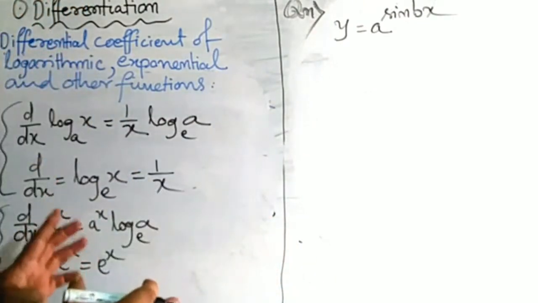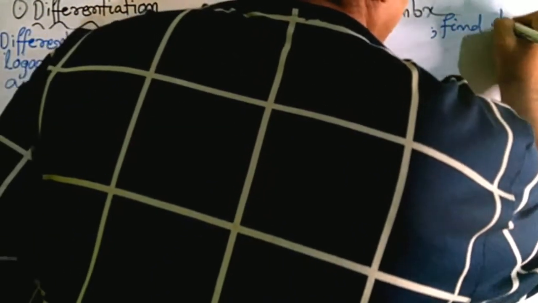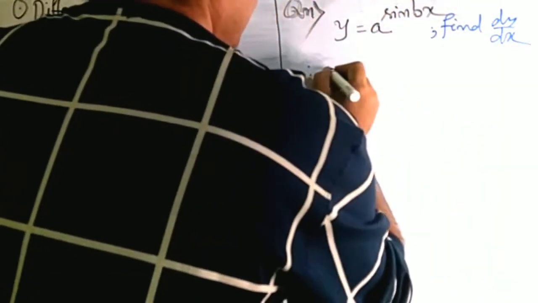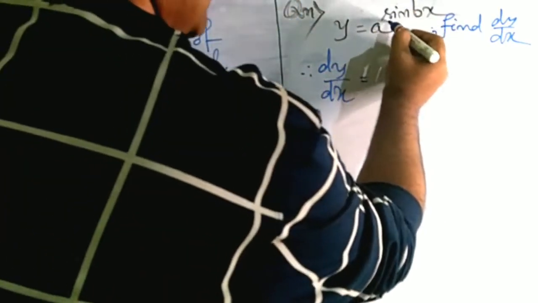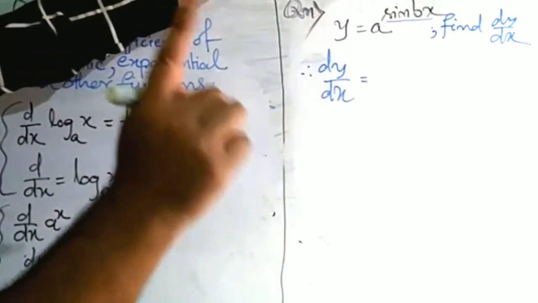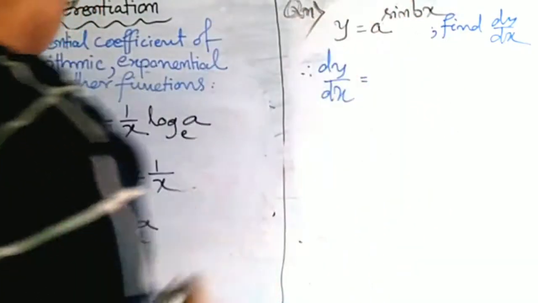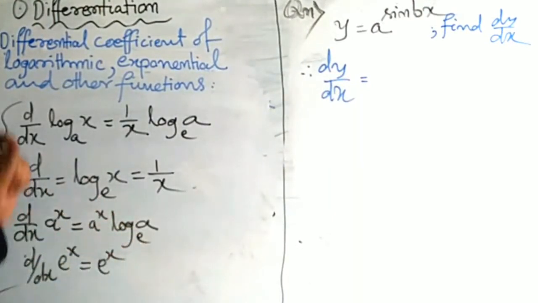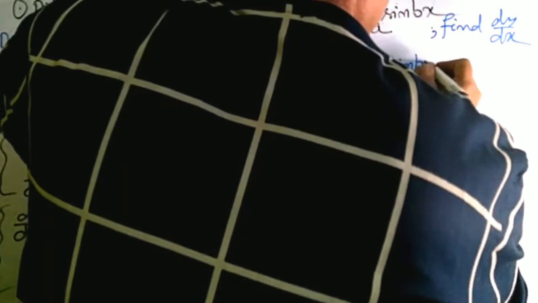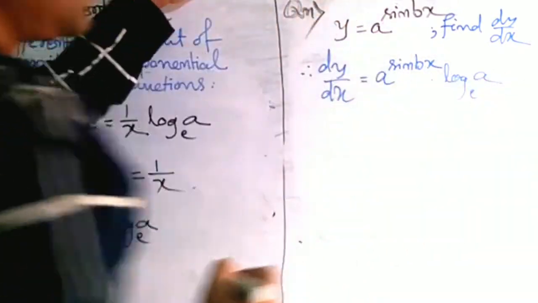Now applying all this what we have learned, let's take up one example. Let's say it's given y is equal to a to the power sin bx. Question is find dy by dx. So directly we can write dy by dx is equal to, now see, this entire sin bx you think as one number only. So a to the power something. Now d by dx of a to the power x is a to the power x log a. So if you write that, a to the power sin bx log a base e, right?